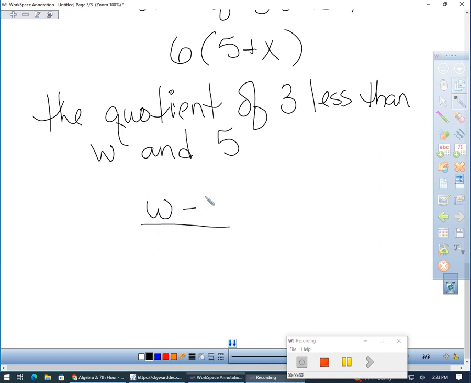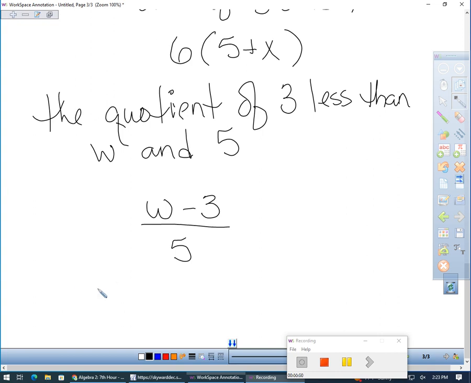There we go. All right, so let me say it one more time. The quotient is the main thing going on. The first part of your quotient that comes first is 3 less than w, or w minus 3, and 5, which means that's what you're dividing by, is 5. Okay? Slow down and make sure you're reading all parts of it, right? Okay.